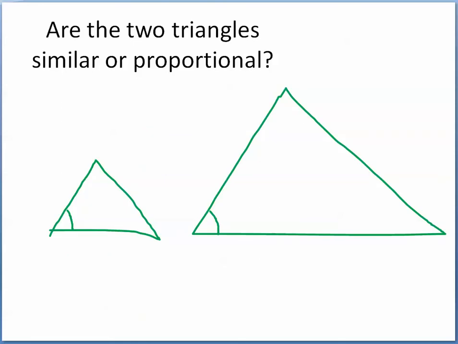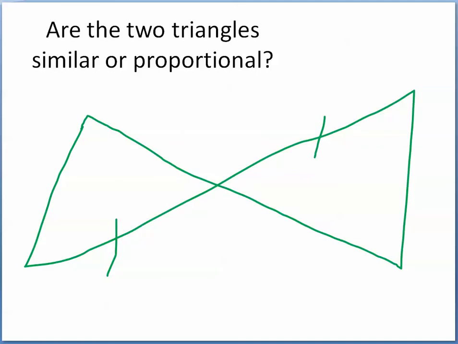Are the two triangles similar or proportional? No, they're not. Or they could be, but we don't have enough information. The only thing that we know here is that this angle right here is the same as this angle over here. That's the only thing we know. So we don't know if they are similar or proportional. There's not enough information.